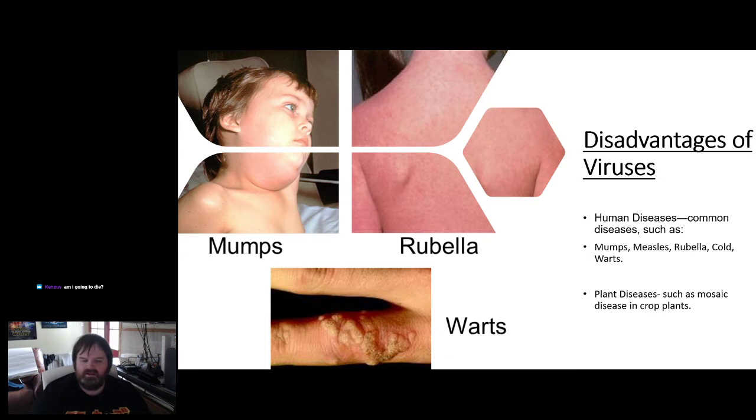Are you going to die? Well, eventually. Do you mean in a shorter time frame? Eventually, yes, but not likely from this. But we'll talk a little bit about coronavirus about this.